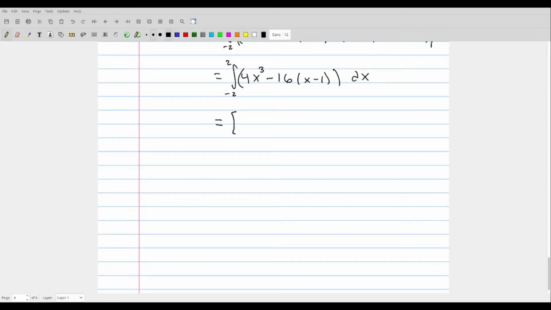This will be equal to the antiderivative of this function with respect to x, which will be x to the 4th, 4 times x to the 4th over 4, which is just x to the 4th, minus 16x squared over 2, which will be 8 times x squared, minus 16 times x times -1, which is plus 16 times x, evaluated from -2 to 2.